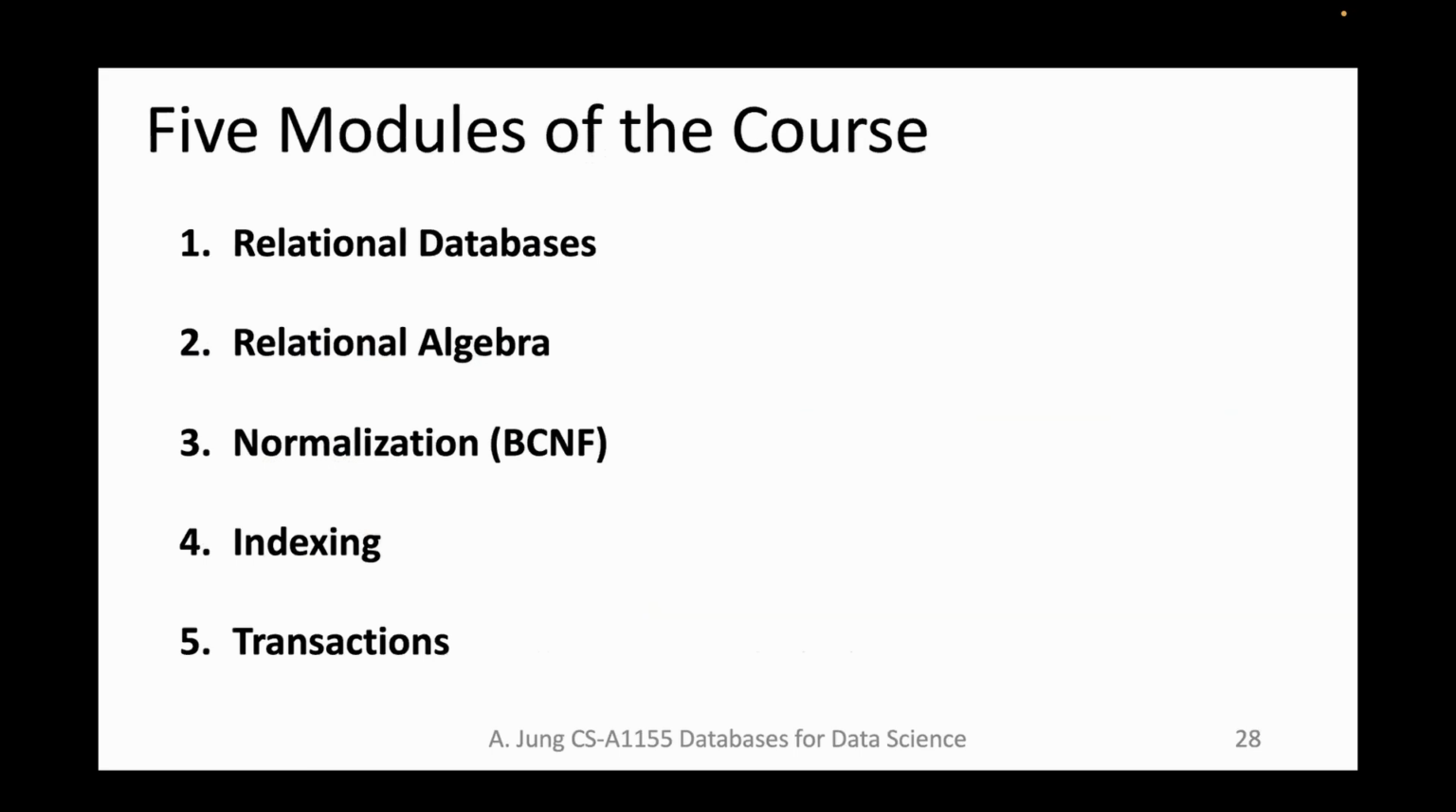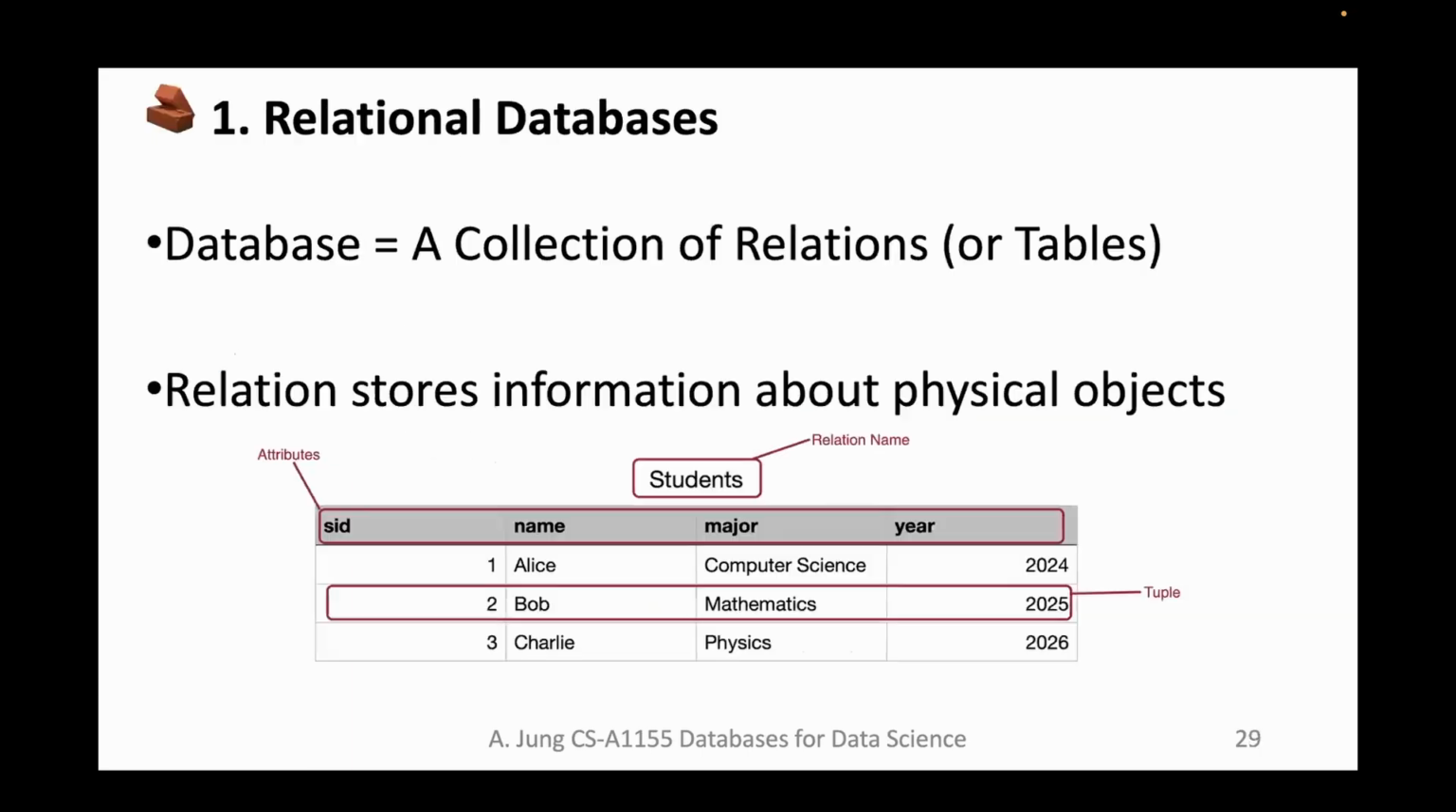Okay, so now we will have 5 modules. The course consists of 5 modules where you will learn all the nitty-gritty details of working with such relations. So we will start with the first module, relational databases. Second module, relational algebra. Third module, normalization. Fourth module, indexing. And the last module is on transactions. So let me briefly give an overview of each of these modules.